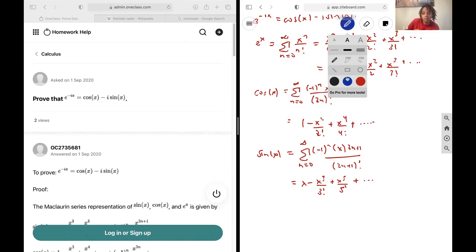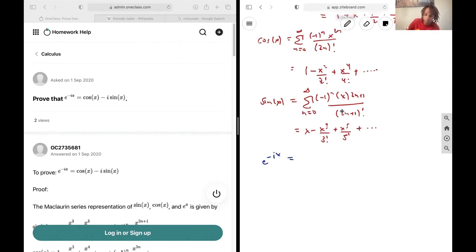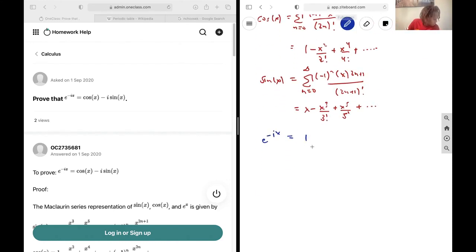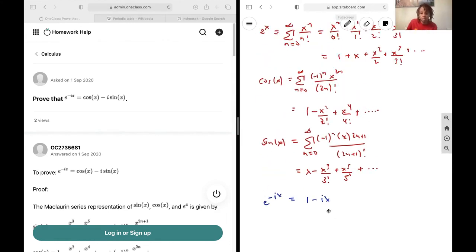And so now we are going to put in e to the negative ix, and the summation should become 1 minus ix, so 1 minus ix in brackets plus ix squared over 2 factorial plus ix cubed over 3 factorial, and you continue that way.